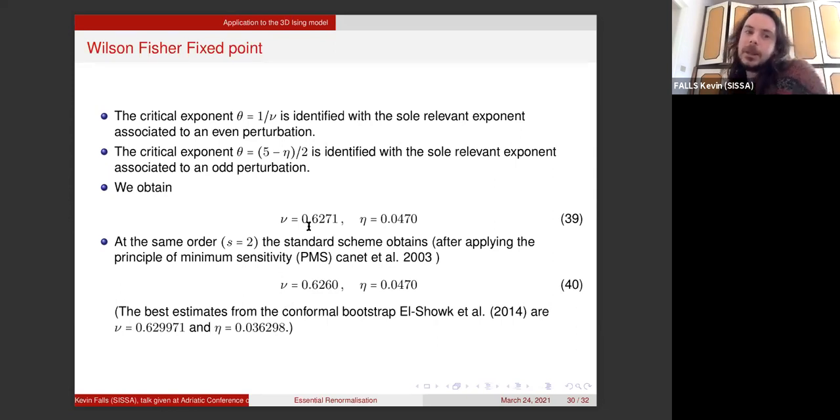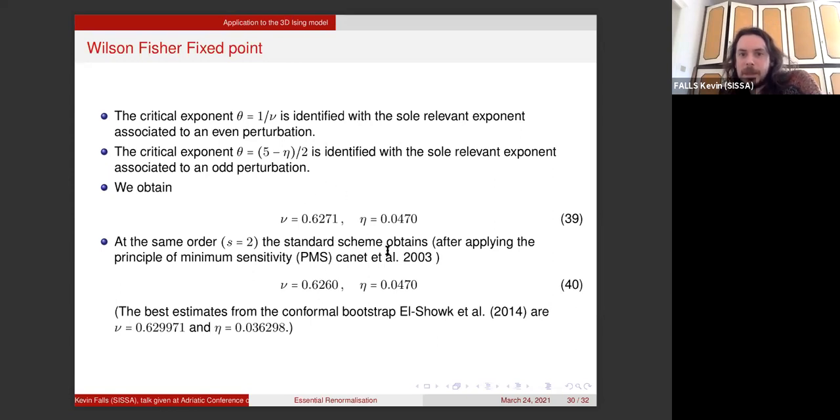So I should say here that all we've done here is use one regulator so far, and we haven't studied the dependence on the regulator. Whereas these ones have been obtained by scanning the space of regulators, so just introducing one parameter and then looking at the dependence on this one parameter, and then finding the point where the sensitivity to the critical exponent is minimized, so looking for a minimum of these quantities. This is known as the principle of minimum sensitivity, and it's something that in a sense you're obliged to do, because for most regulators the derivative expansion will not converge well, so you have to find the one which is picked out by this principle of minimum sensitivity.